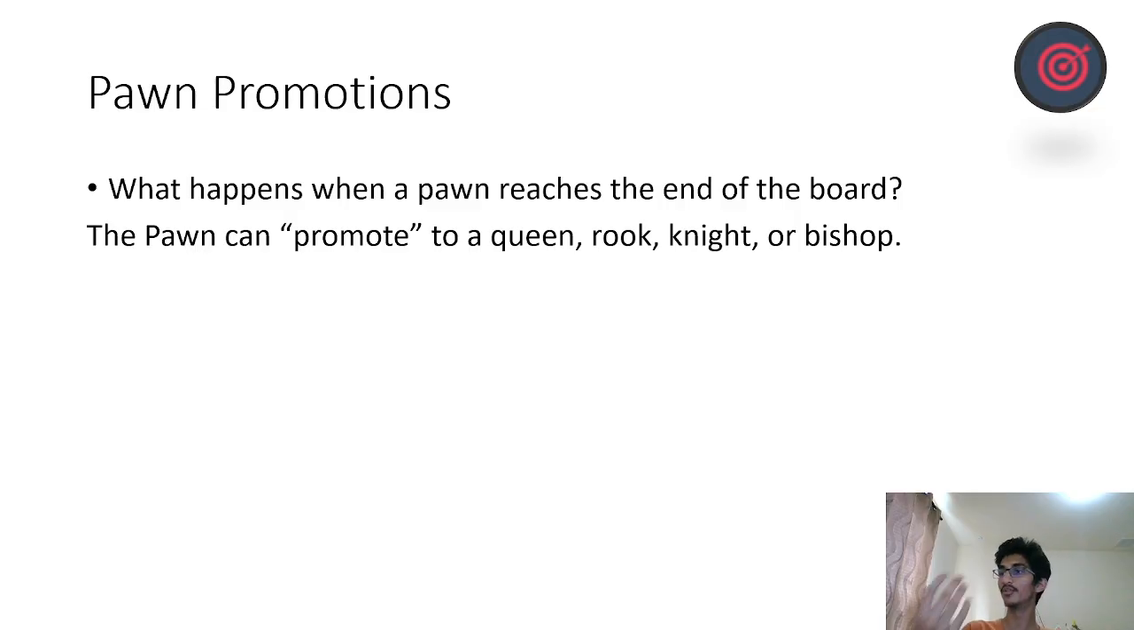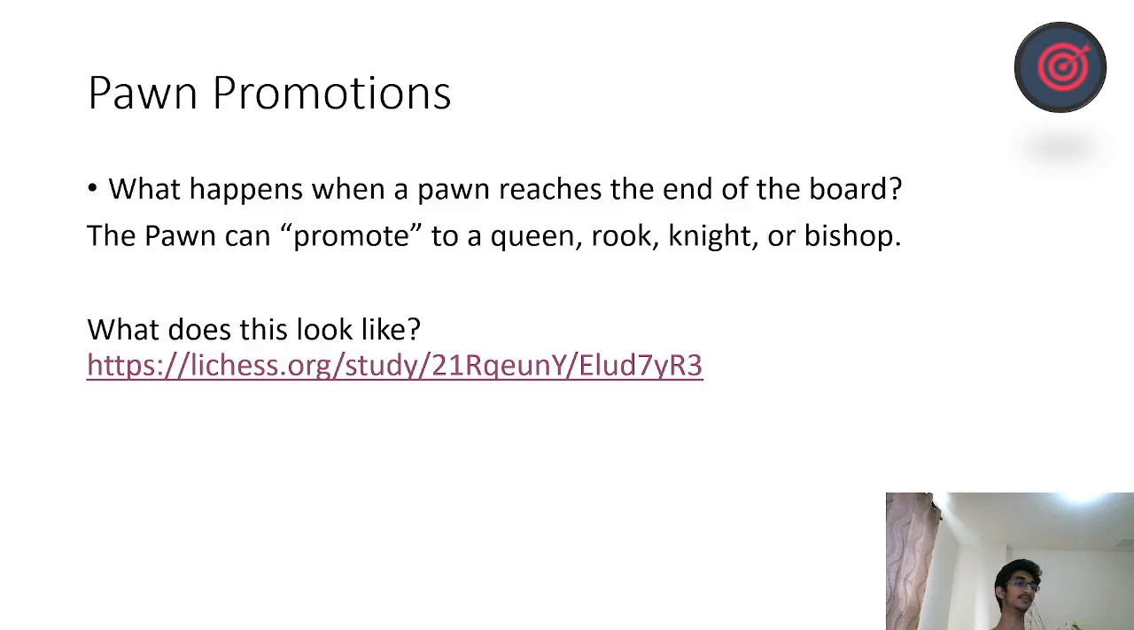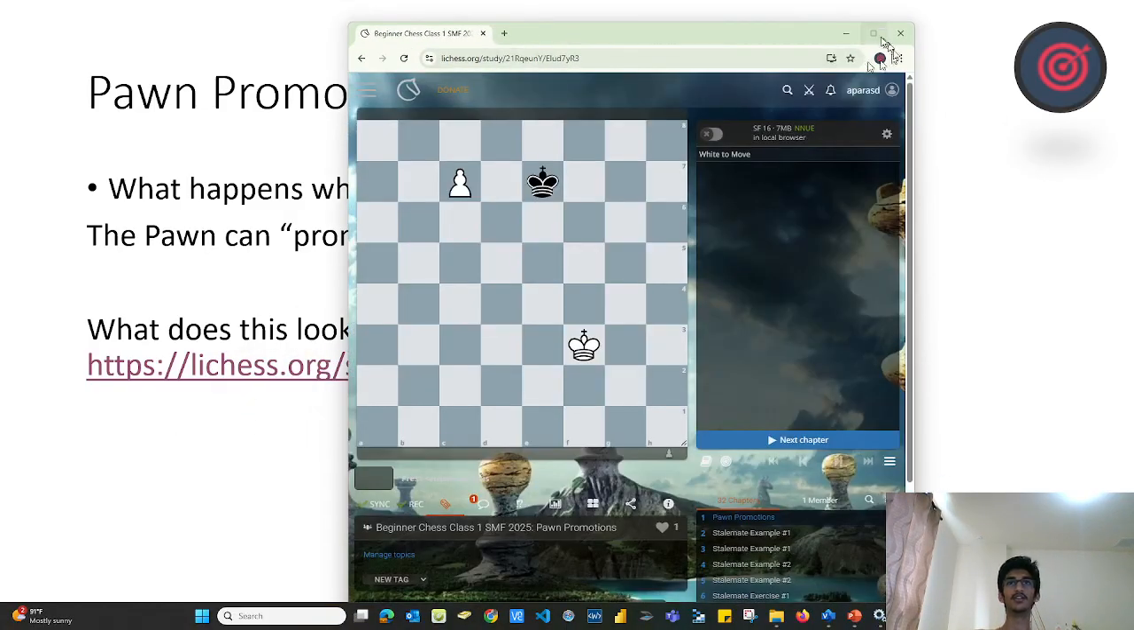Pawns can promote to a queen, rook, knight, or bishop. Basically what I mean by that is that when the pawn reaches the end of the board, it can turn into a different piece. And I'm going to show you guys what this looks like if you're playing online.